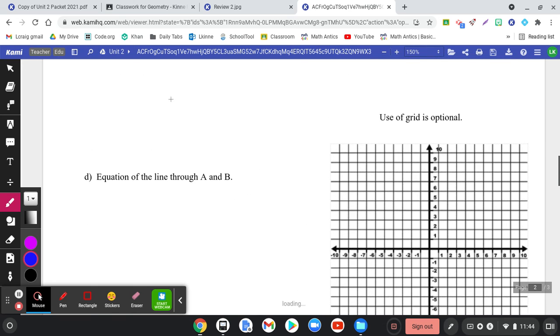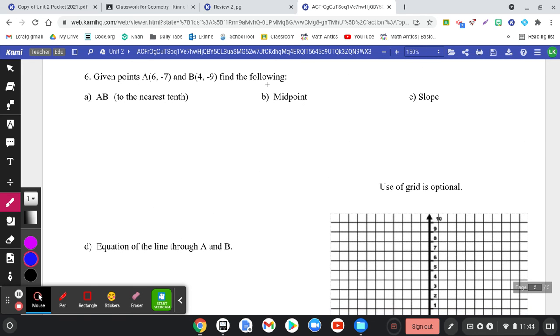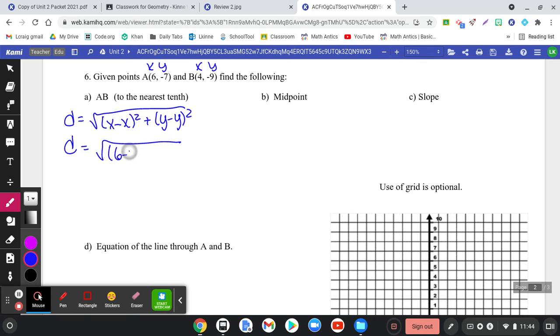Let's just take a look. So, given these points, find the following. All right, you need your formulas, guys. So, distance is, remember, (x2 minus x1) squared plus (y2 minus y1) squared. If it helps, put the x and y here. So we're going to have 6 minus 4 squared plus negative 7 minus negative 9 squared. You could put that right into the calculator if you want and go.